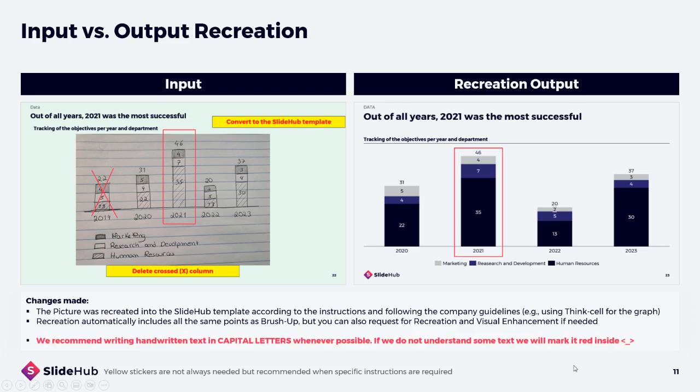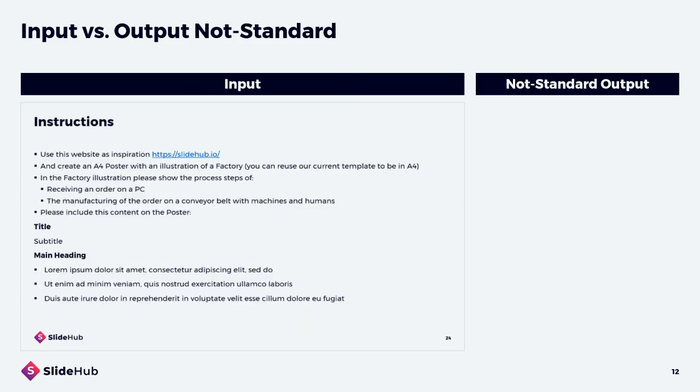We also recommend writing any handwritten text in capital letters whenever possible. It just makes it easier for the reader to better understand the text, especially if it's not in an English language. If we do not understand some text, we will mark it in red inside these red placeholder brackets. These example yellow stickers are not always needed, but very recommended, especially if you have specific instructions on a certain slide.